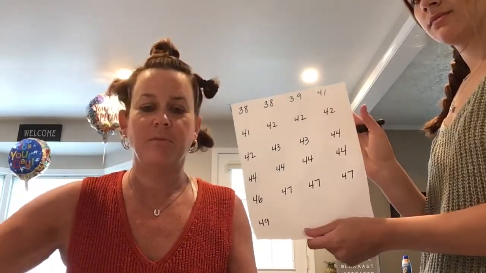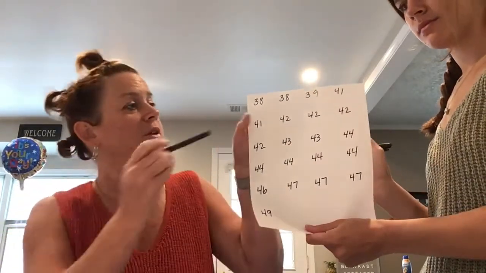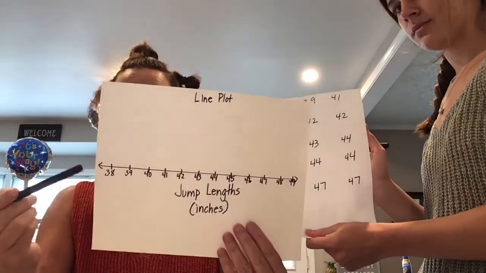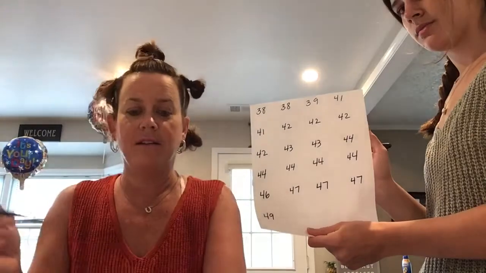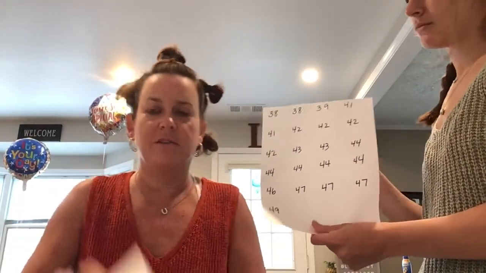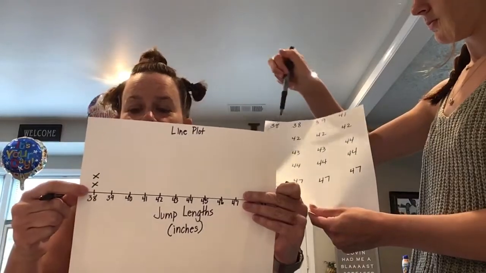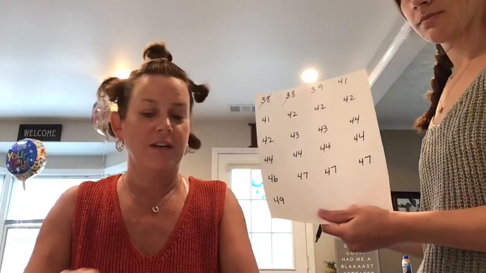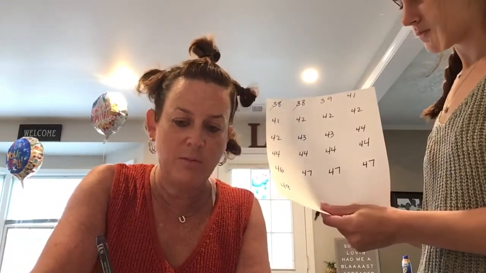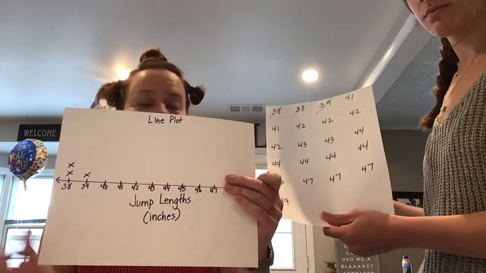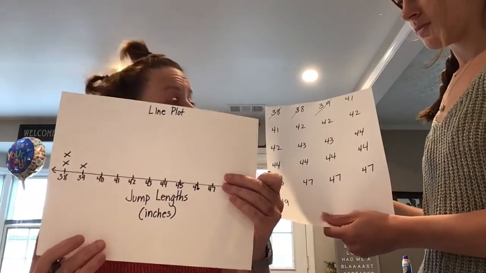Okay, so I have my trusty assistant, Julia, here, and she's going to help us out as we make this line plot. So I would start with 38. I see that there's two of them, so I go to where the 38 is on the line plot, and I make two X's above the 38 to show the two pieces of data, and then I cross my data off. I see one 39, so I put one X above the 39 and cross off the data. It's important that you cross it off so you don't miss it.